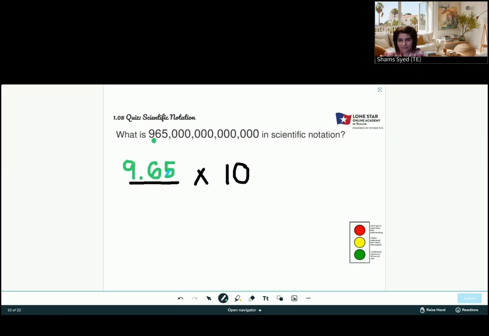What is going to be the exponent? Very good, Maria. I agree with you. Exponent, Nina, 14. Elizabeth, 14.